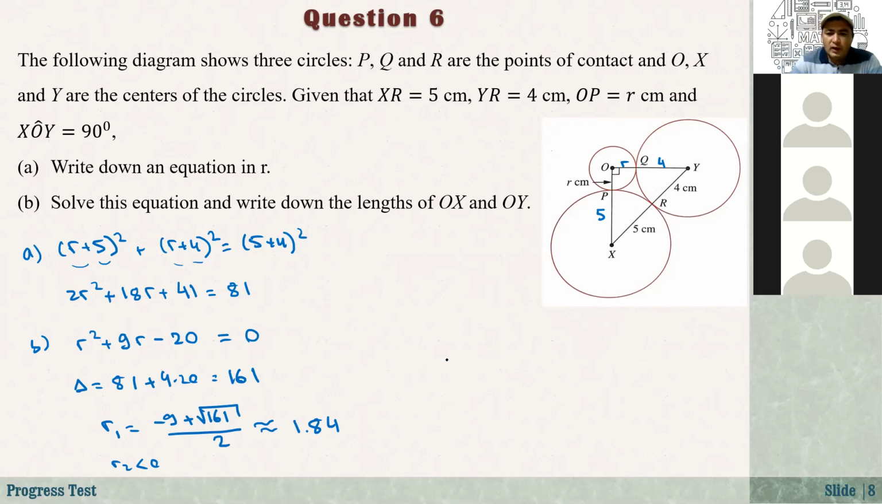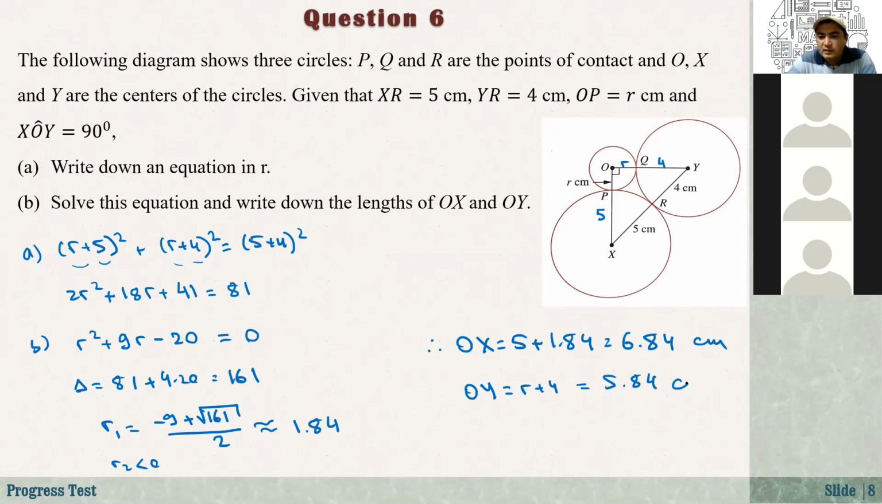So what is the question? OX and OY. OX is equal to 5 plus r. So what is r? 1.84. That's equal to 6.84 centimeters. And how about OY? OY is equal to r plus 4, that is 5.84 cm.